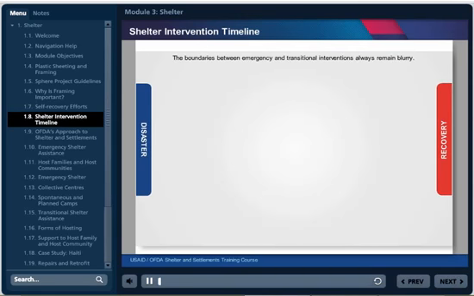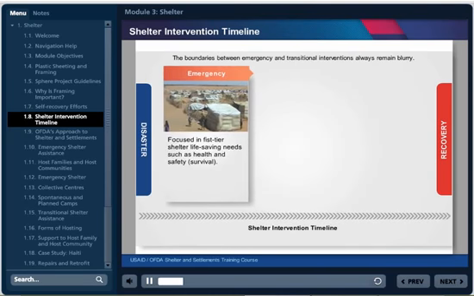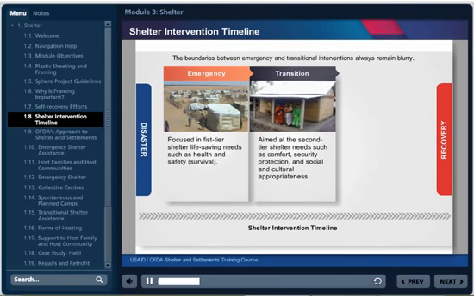The boundaries between emergency and transitional interventions always remain blurry. However, for our purposes, emergency interventions are focused on first-tier shelter life-saving needs, such as health and safety, survival, while transitional interventions are aimed at the second-tier shelter needs, such as comfort, security, protection, and social and cultural appropriateness.